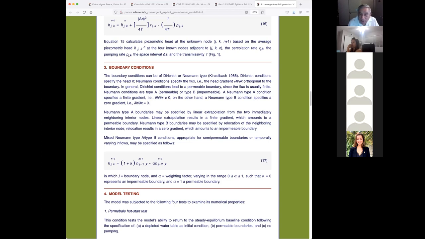And here we are. The boundary conditions, in groundwater modeling, can be of Dirichlet or Neumann type. Dirichlet conditions specify the head. Neumann conditions specify the flux, that means the discharge, through the section, through the boundary. And there's also the question of permeable and impermeable. There are situations where you have permeability, in other words, water coming into the control volume, or something impermeable in there, because groundwater is interesting in the sense that it can only flow if the hydraulic conductivity is high enough. If it's low, it doesn't flow.